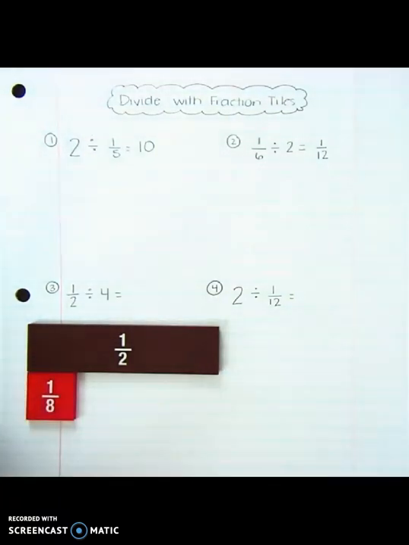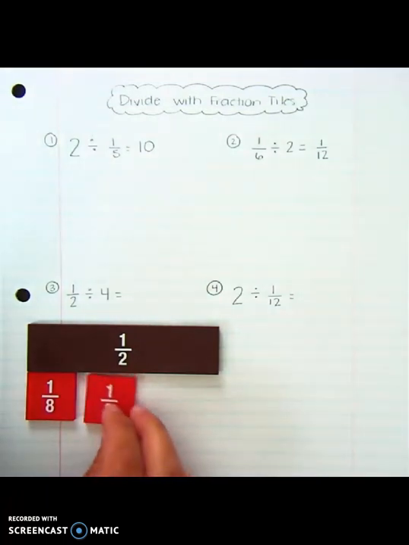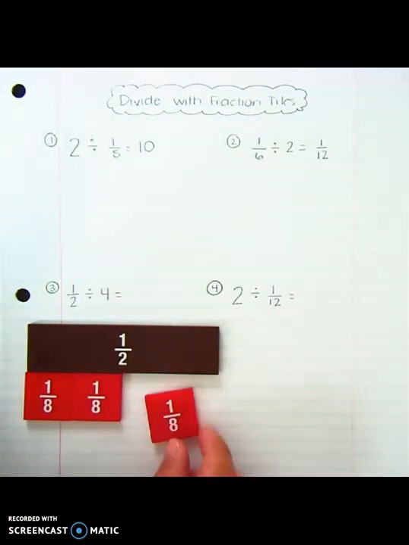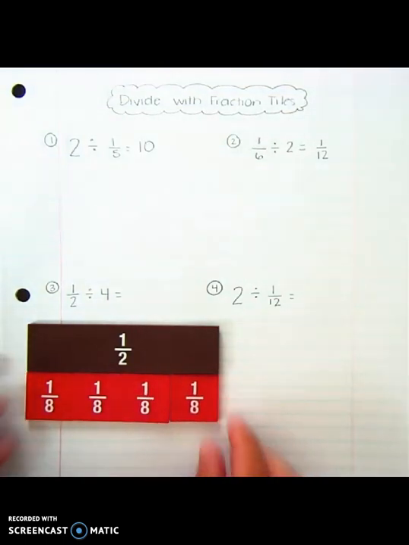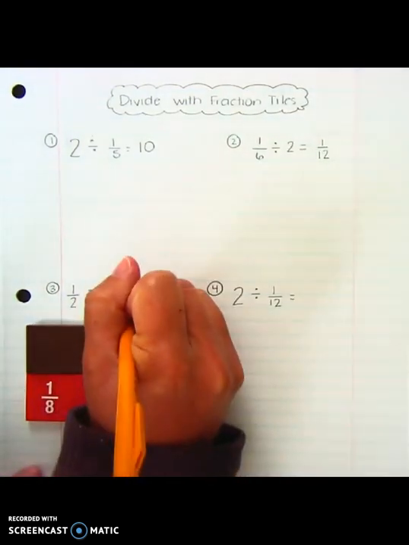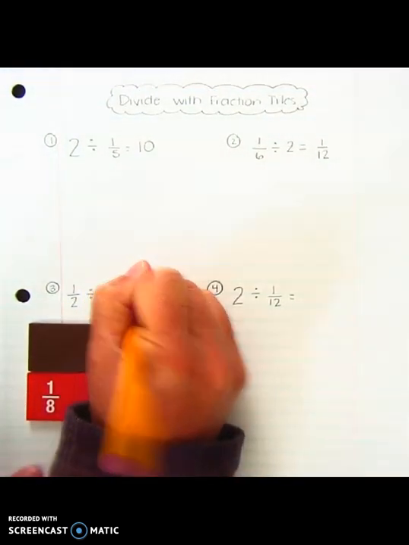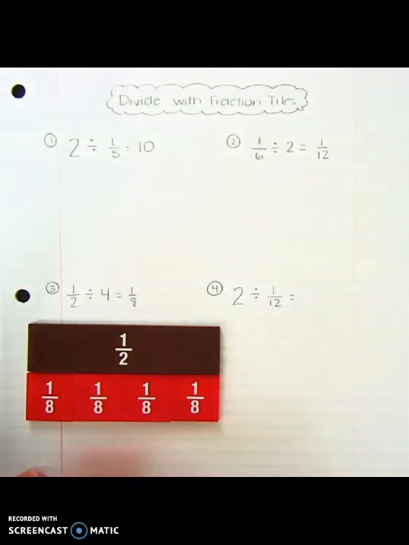Hopefully, maybe you're starting to see that pattern and you predicted that the 1/8 fraction tile would line up exactly 4 times underneath 1/2. So that can tell me that 1/2 divided by 4 is equal to 1/8 because each of these 4 groups is represented by a size that's as big as the 1/8 tile.